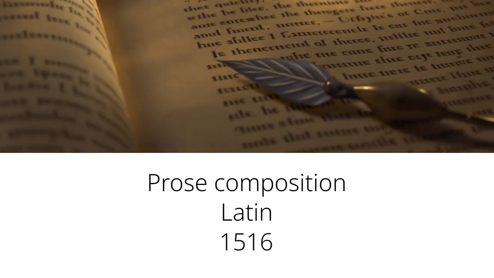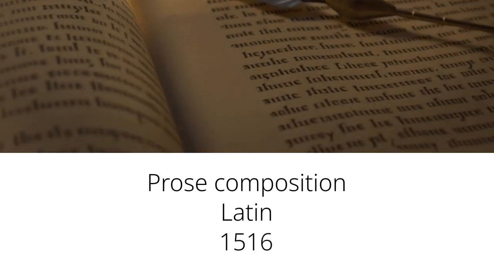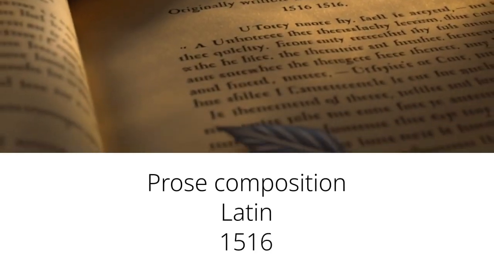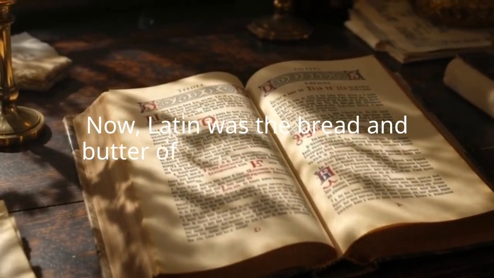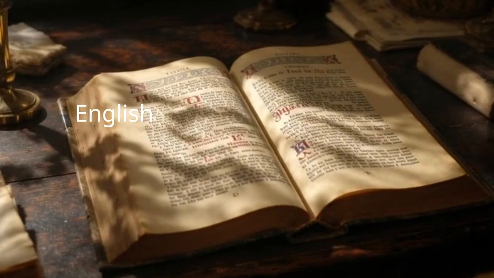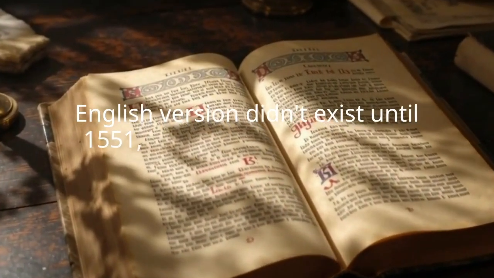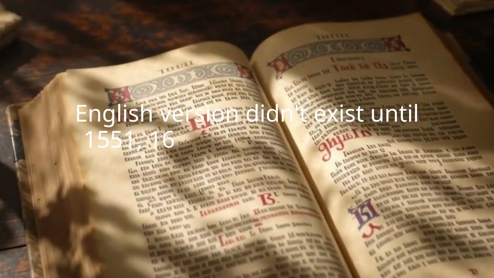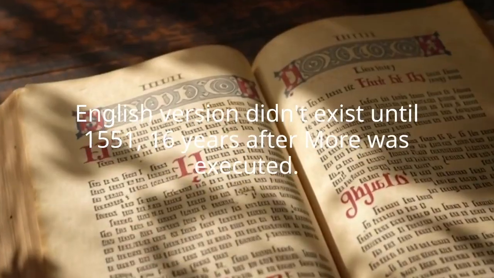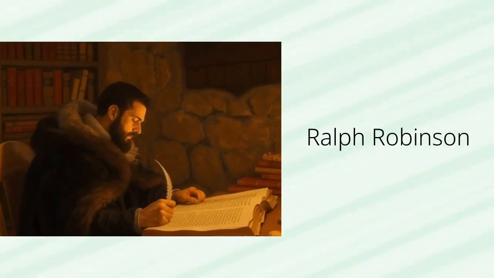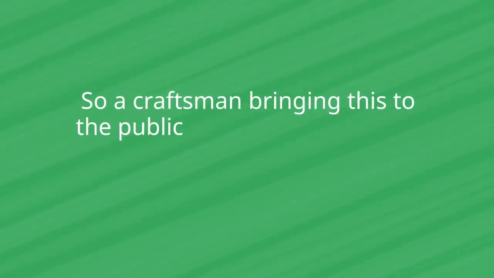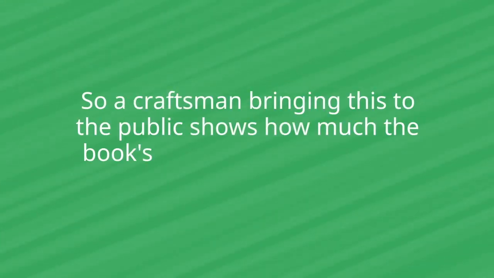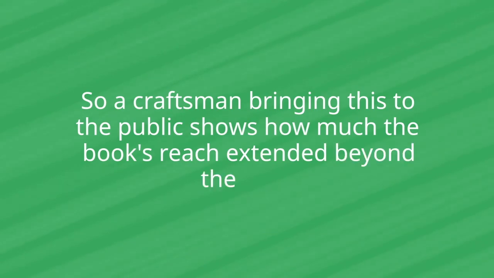Utopia is a literary prose composition originally written in Latin in 1516. Now, Latin was the bread and butter of scholars then, but an English version didn't exist until 1551, 16 years after More was executed. It was translated by Ralph Robinson, who was a London goldsmith, not a scholar. So a craftsman bringing this to the public shows how much the book's reach extended beyond the elite.